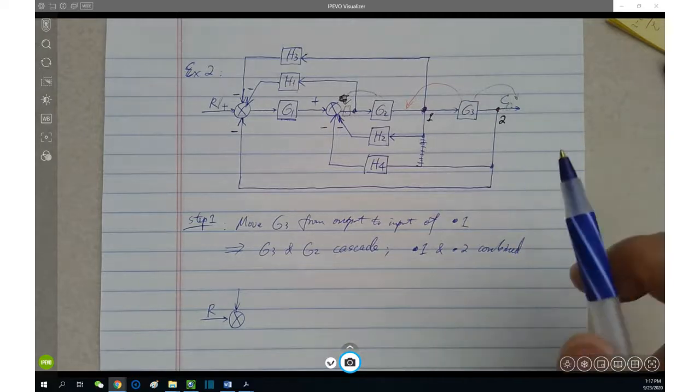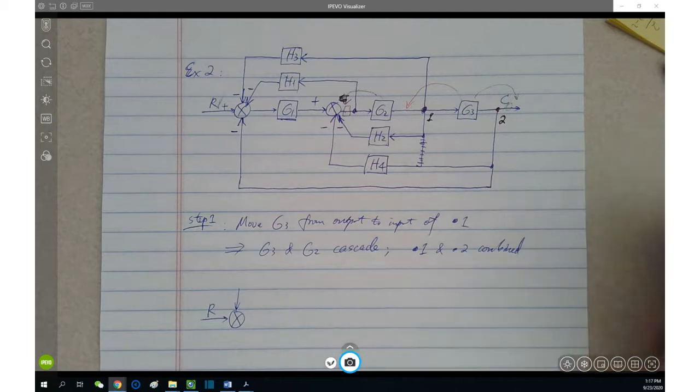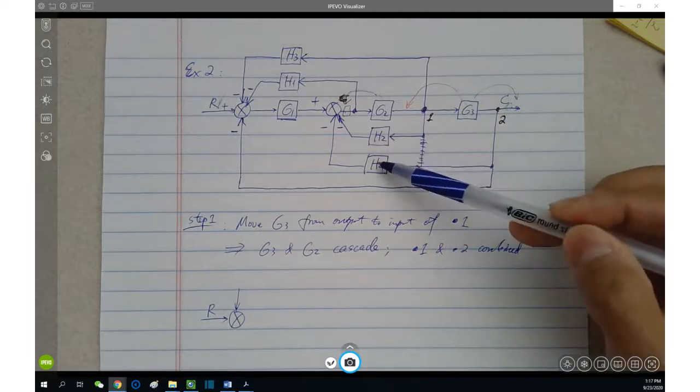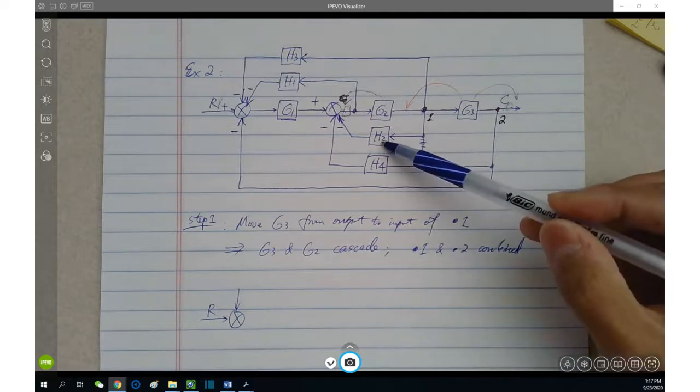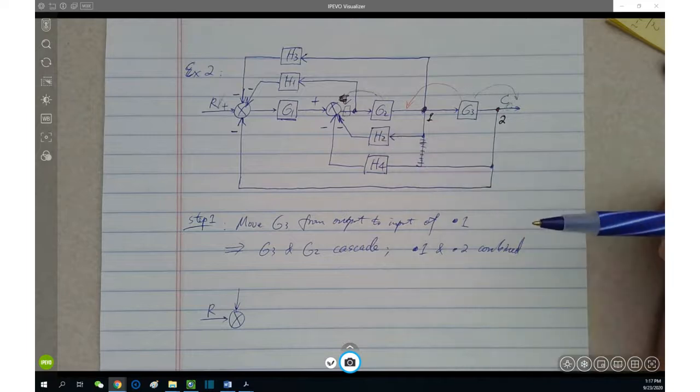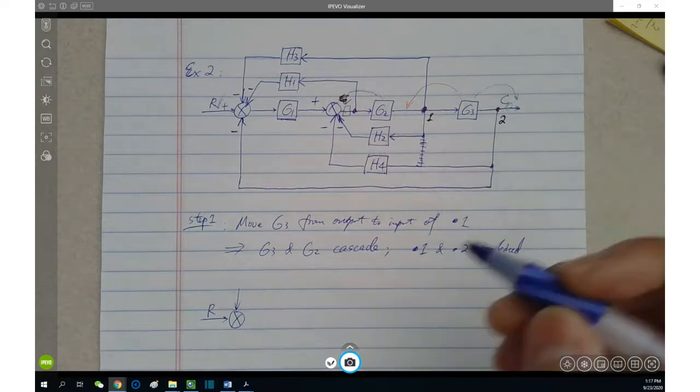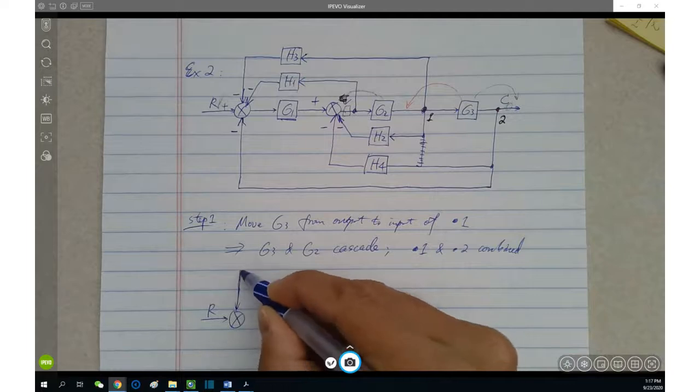So be very, very careful. This is very easy to make a mistake because you're skipping a step. In your head, you might skip one step. That's why you need to be very careful. H2 and H4, two branches become parallel, no problem. However, when you write the transfer function, you need to be very careful because H2 is not H2 anymore. Does it make sense? Okay.